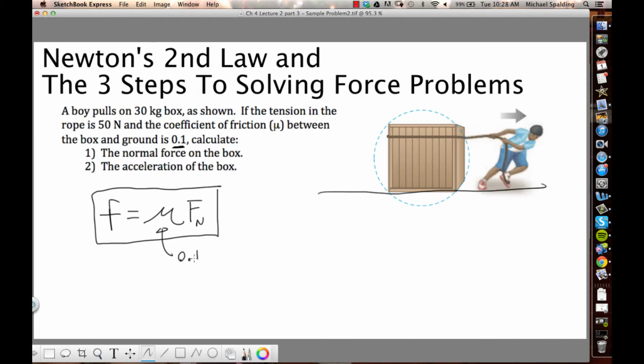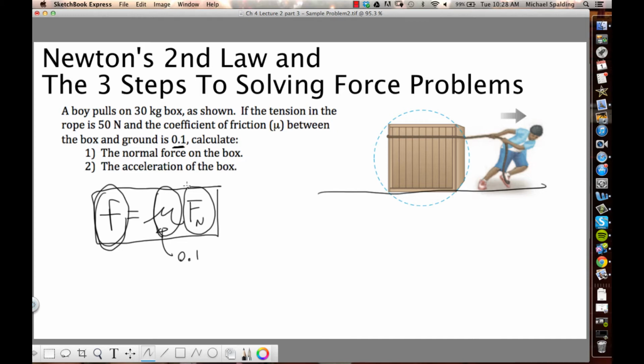10%. So if our coefficient is 0.1, what is that telling us? It's telling us that friction is going to be 10% of what? The normal force. And what is the normal force? We talked about it yesterday. It's the force of a surface holding an object up, right?